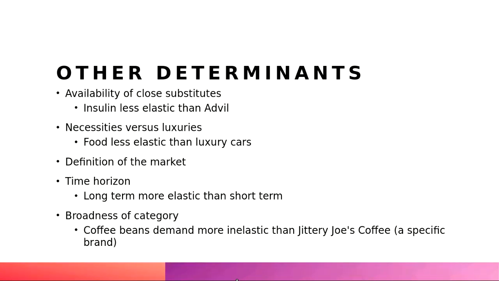Similarly, broadness of category. Coffee beans demand is more inelastic than Jittery Joe's coffee, i.e. a specific brand. Just to give you a classic example here, you may be like, I am drinking coffee this morning. And Jittery Joe's may all of a sudden price their coffee to where a black cup of coffee is $6. You're still going to drink a cup of coffee, i.e. something that uses coffee beans. The only difference is you're not going to use Jittery Joe's. You'll swap to a different brand. And so that's the aspect of the broadness of category.